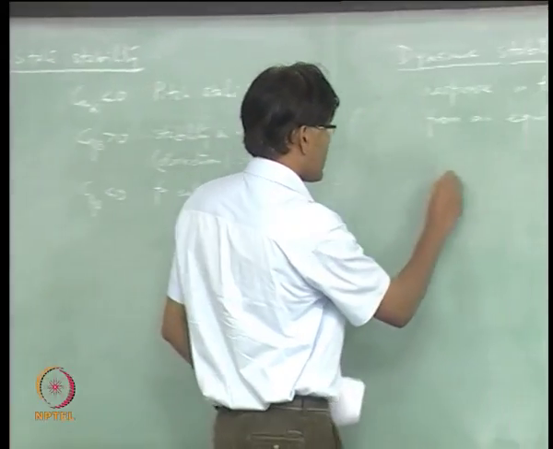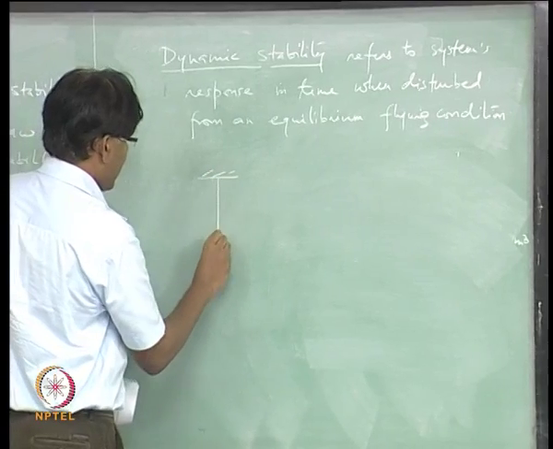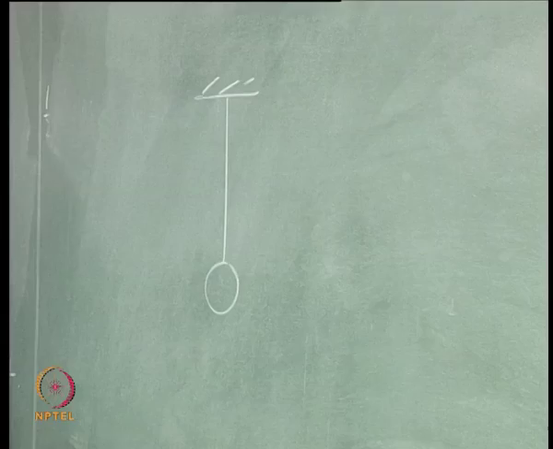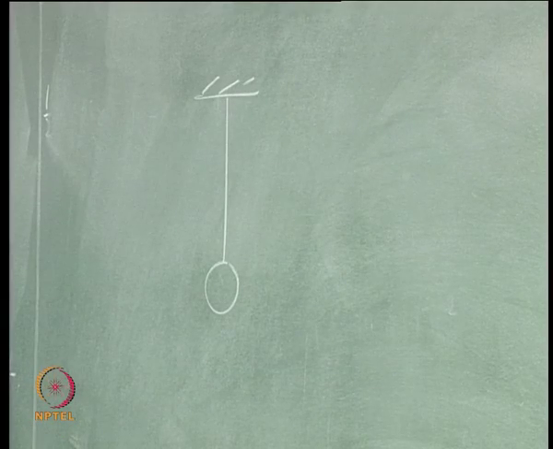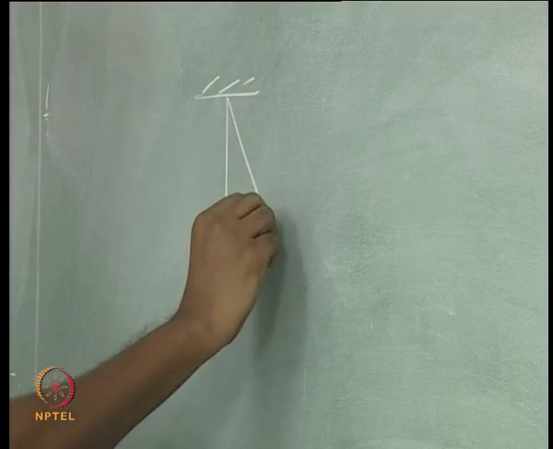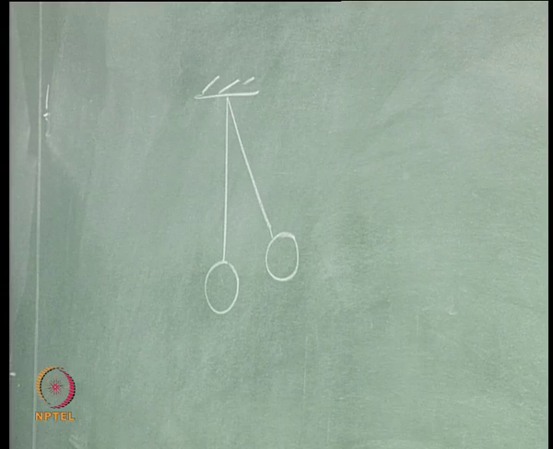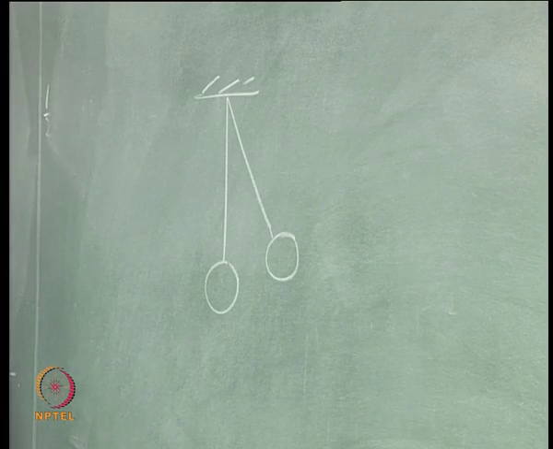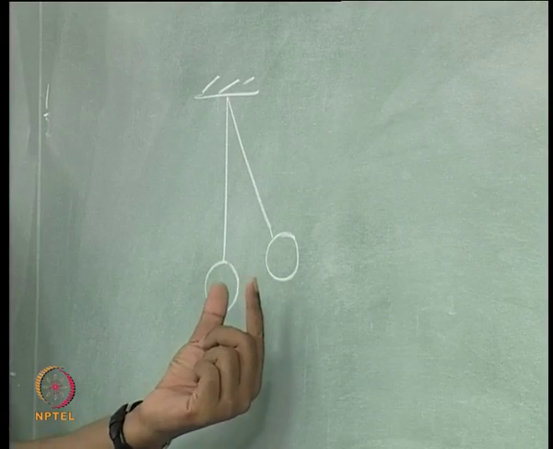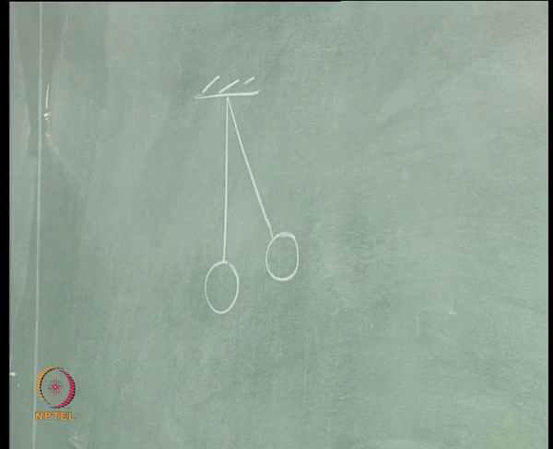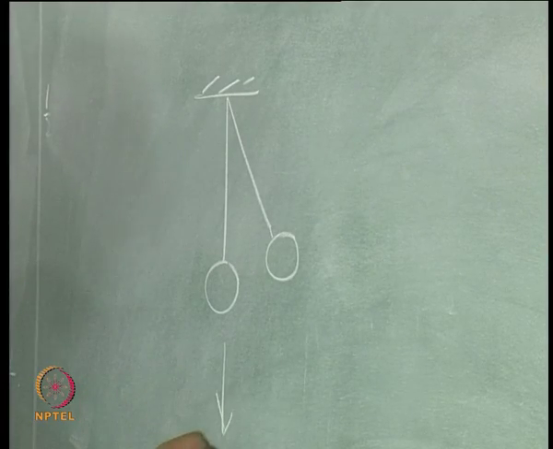Simplest example is this, right, this pendulum, and let us say you disturbed it. So it acquired some height or the amplitude, right, and it also sees a force which is trying to pull it back because of gravity, isn't it. So it is in the gravitational field.